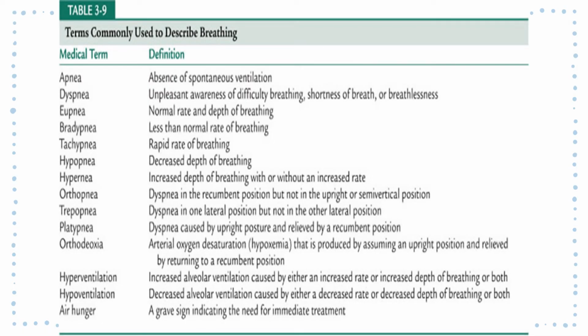This again is just another terminology chart out of chapter 3. A couple different terms are on here that weren't on the previous slides. Trepopnea is dyspnea in one lateral position but not in the other. So let's say you had a pleural effusion or a pneumothorax or a tumor that hadn't been diagnosed, so you're more short of breath lying on one side than the other.